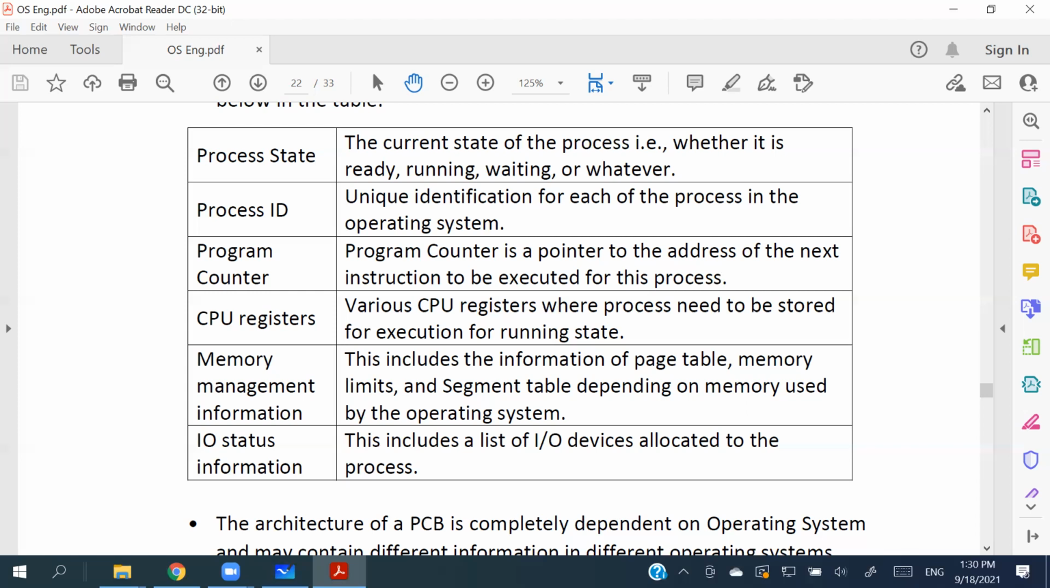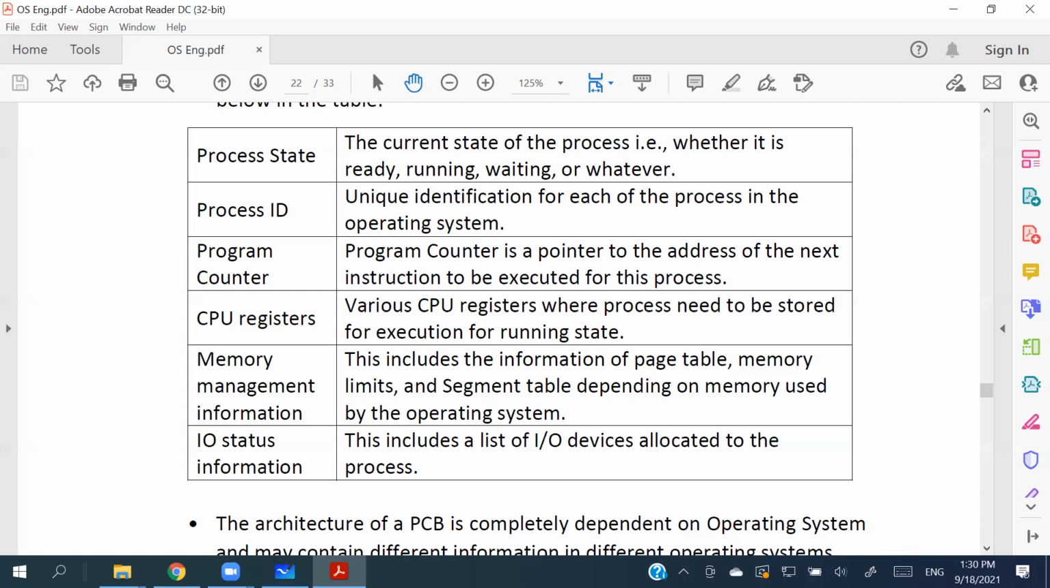So likewise, process state, as well as process ID. Process ID is there to identify the processes from each other. That is why process IDs are used, and it is recorded as well. Program counter: the program counter is a register inside the CPU which helps the process execute the instructions inside it one by one.